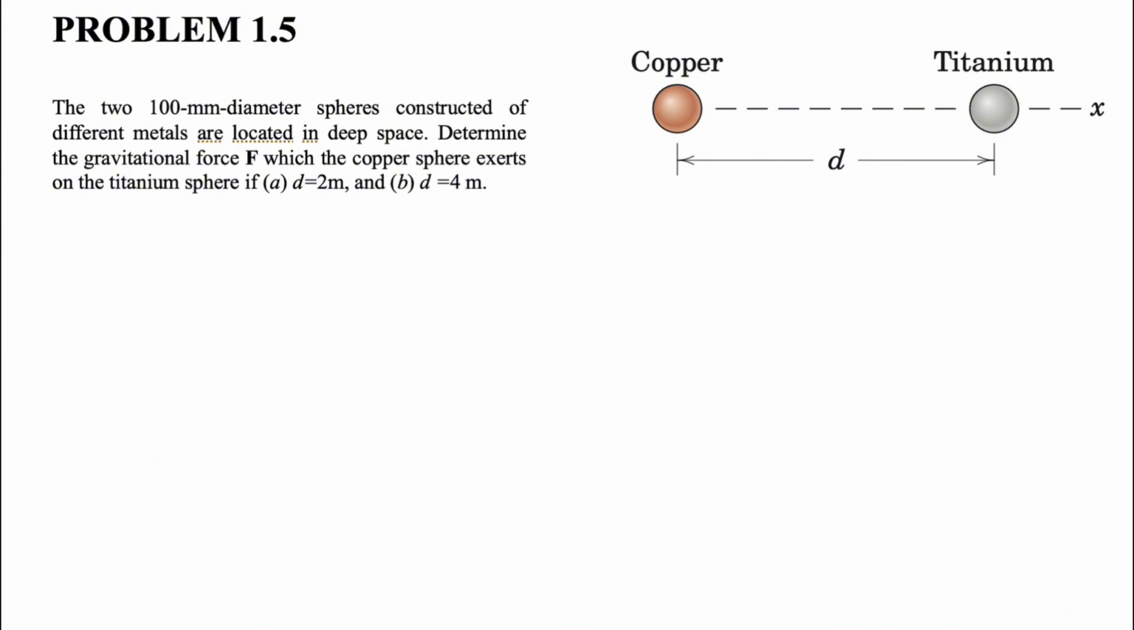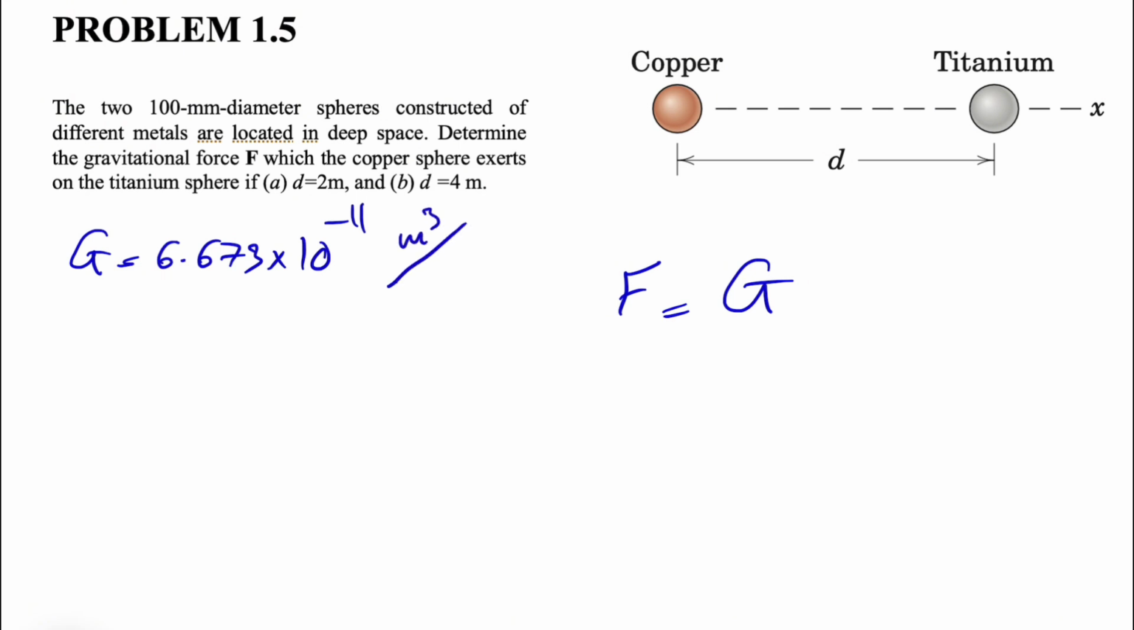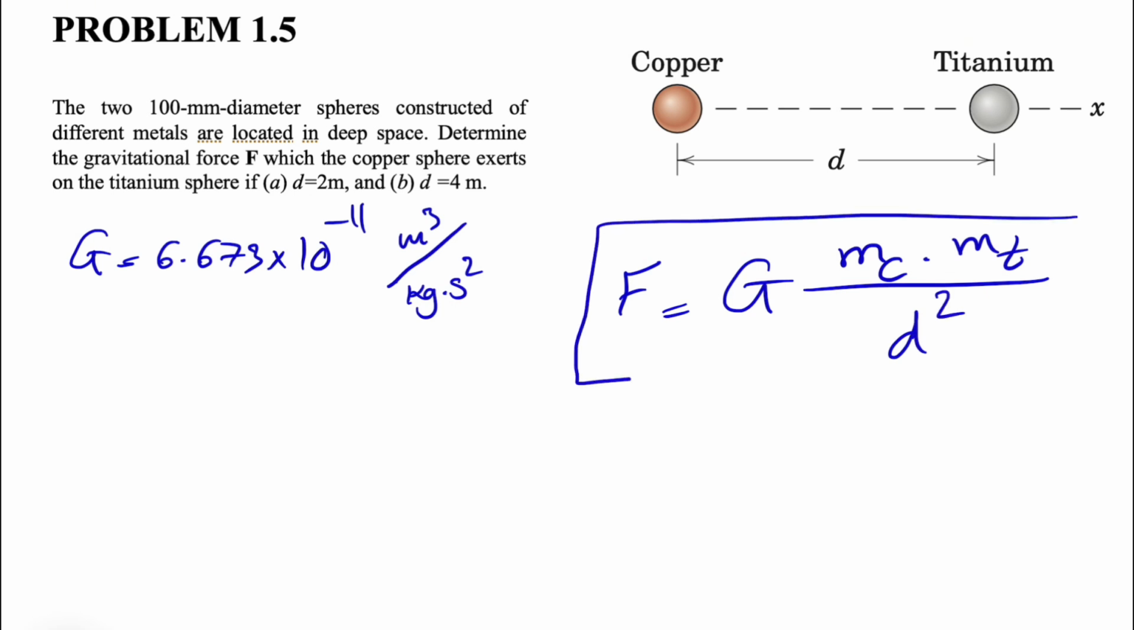So first of all, let's see how we can find the gravitational force. Our F, or the gravitational force, is equal to G times, G is the universal gravitational constant, and G will be equal to 6.673 times 10 to the minus 11 meter cube over kilogram square second. And we have the mass of the copper, which we can show with MC, times the mass of titanium, which we're going to show with MT, divided by the distance squared. From this formula we can find the gravitational force between these two spheres.